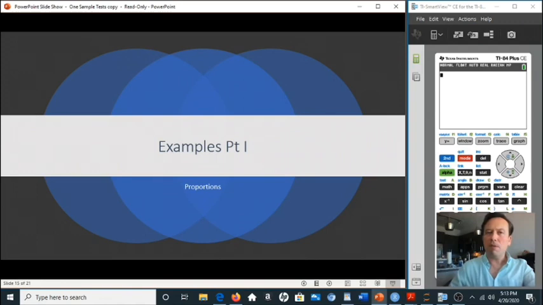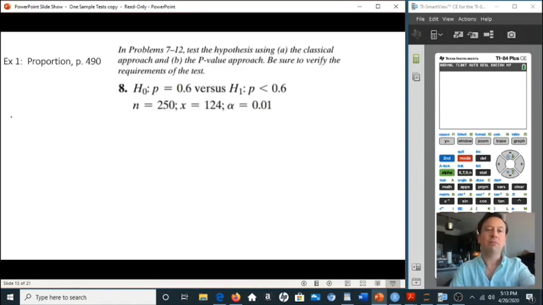So now we're going to do a couple of examples involving proportions. This is from page 490 in your textbook, where it asks you to solve this using both A, the classical approach, and B, the p-value approach. Be sure to verify the requirements of the test. That you can skip. There are other assumptions that we have to check, but we're skipping those. They're really not important for us. They're important for statisticians, but not really for students.